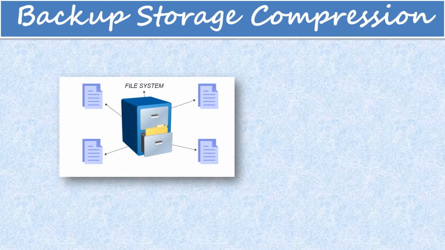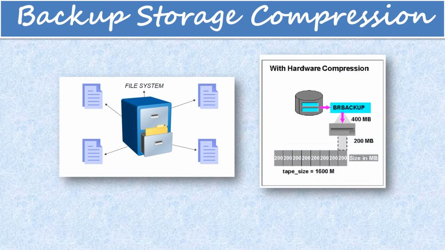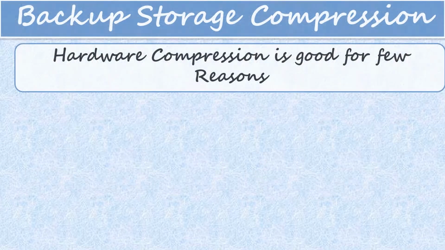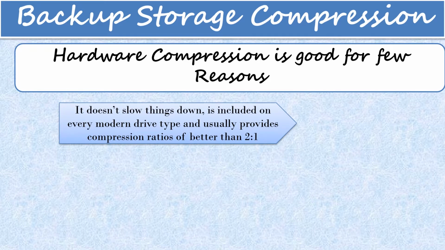Almost as old as file system compression is tape hardware compression. It's so common that tape media manufacturers list compressed capacities in their marketing materials. Tape hardware compression is good for a few reasons. It doesn't slow things down. It's included on every modern drive type and usually provides compression ratios of better than 2:1.